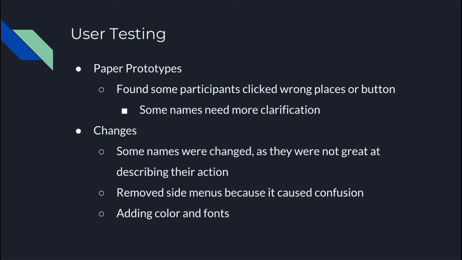So when we went to improve our website, improve our design, I should say, we took those comments and changed our names around, made it more clear for users to understand what everything led to, and we realized that these side menus were causing a lot of confusion amongst users when we tested them. So we moved them to the top, I believe, making it much more clear. And then for the text on the website itself, we added colors and fonts to make important information stand out and make more sense.